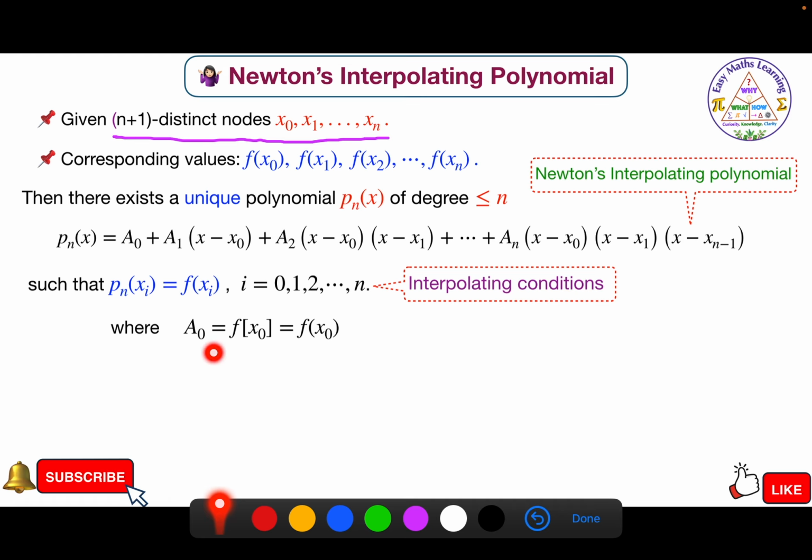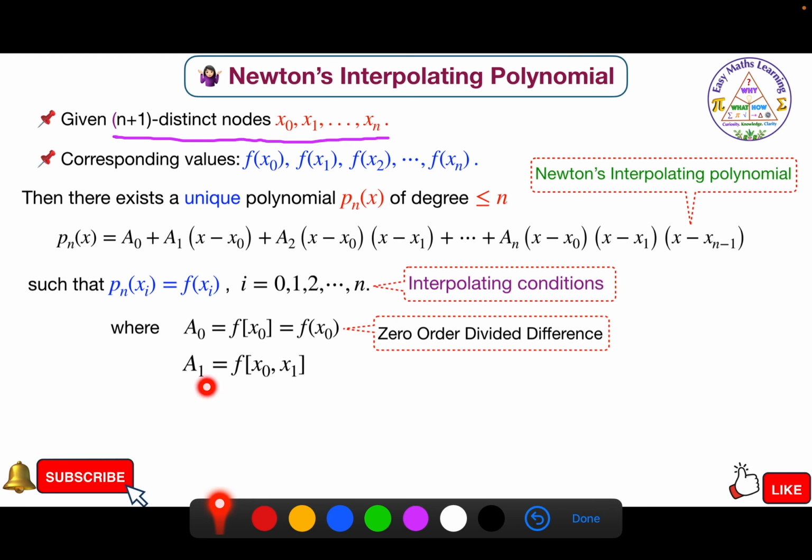So a0 will be the zeroth order divided difference, that is f(x0). a1 is the first order divided difference for nodes x0 and x1. a2 is the second order divided difference for nodes x0, x1, and x2. And in general, we can write an is the nth order divided difference.